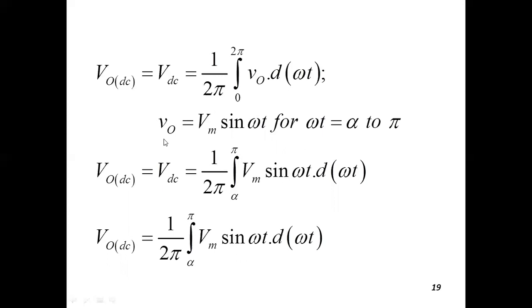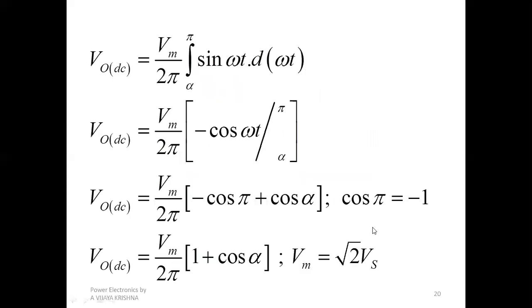Therefore, the average voltage across the resistive load, with V naught equal to Vm sin omega t, is Vdc equal to 1 by 2 pi integral alpha to pi of Vm sin omega t d omega t. Taking Vm outside, it is Vm by 2 pi integral of sin omega t, which integrates to minus cos omega t, evaluated from alpha to pi.